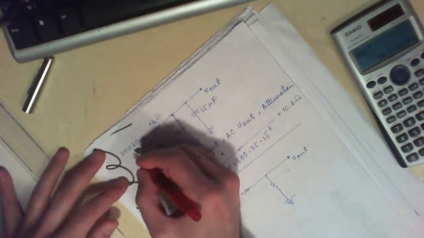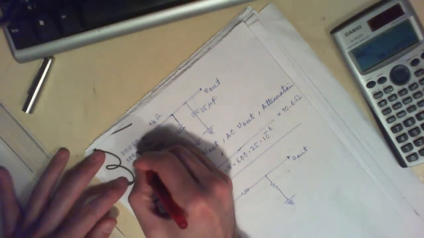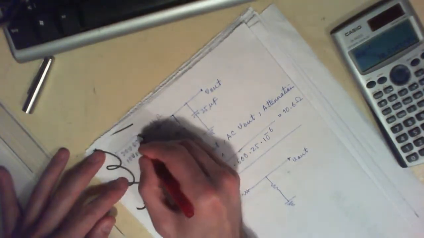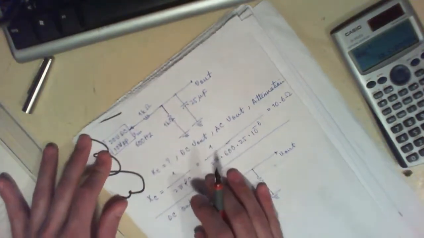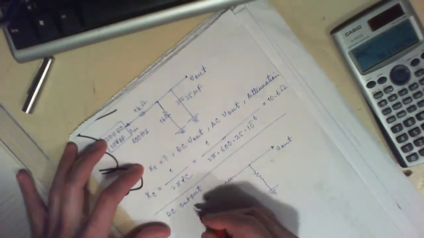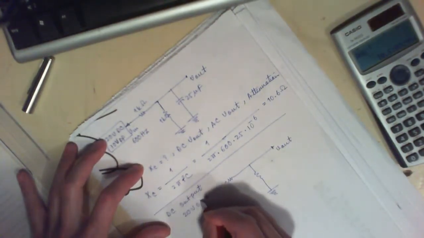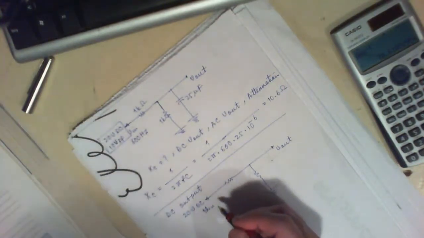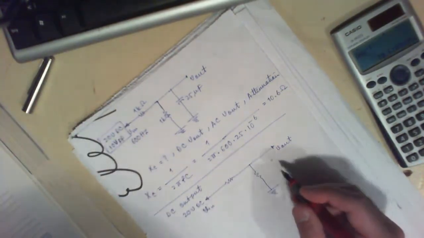Okay, so the DC input voltage is 20 volts, and the AC input is 10 volts peak to peak. So these are the voltage values of this circuit. When DC comes in, you have 20 volts DC coming into this circuit, and you can of course ignore the frequency and everything.